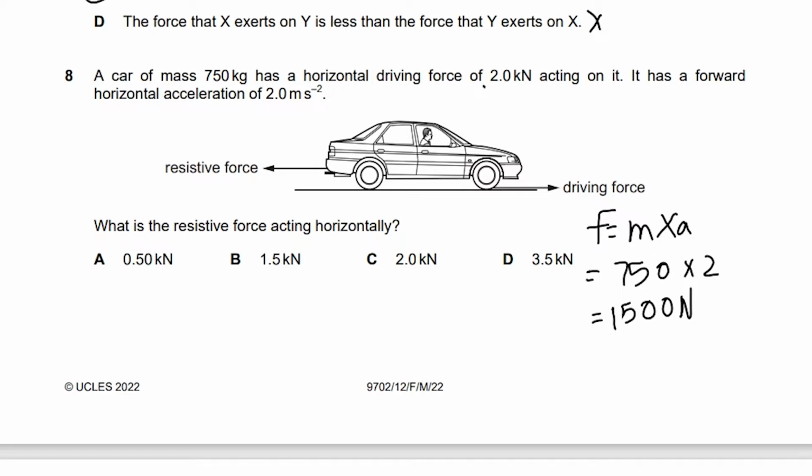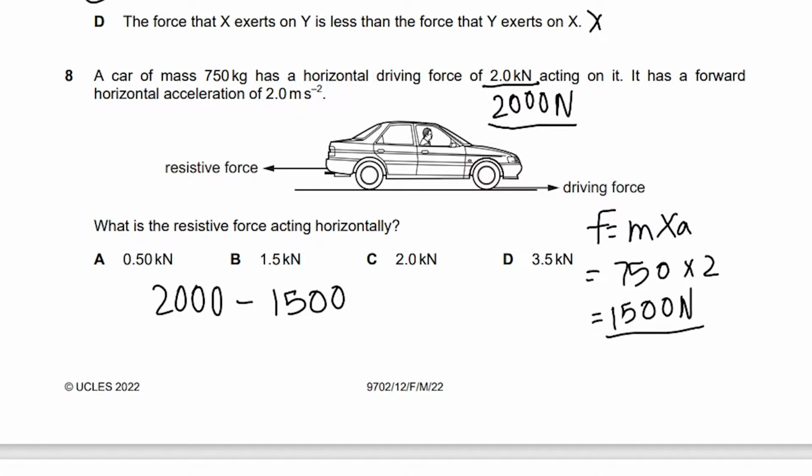The driving force is 2 kilonewton, and kilo means 10 raised to the power 3, so 2000 Newton. Now, the car has a forward force of 2000 Newton. But the resultant force is 1500 Newton. The driving force is 2000 Newton, but only 1500 Newton is acting. Only 1500 Newton is the resultant force. Which means that 2000 minus 1500 Newton is 500 Newton. This 500 Newton force is not being used, which means that this is the resistive force.